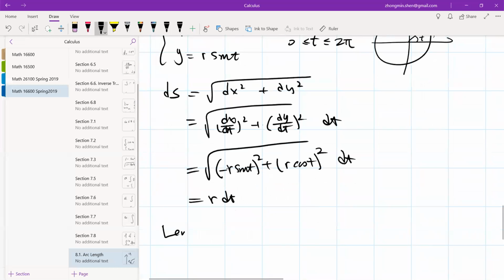So the length is going to be the integral. Yeah, this is the original formula, right? And that's going to be replaced by the integral from 0 to 2 pi of r dt. Okay, r is constant, so simple, right? So you still get 2 pi r.